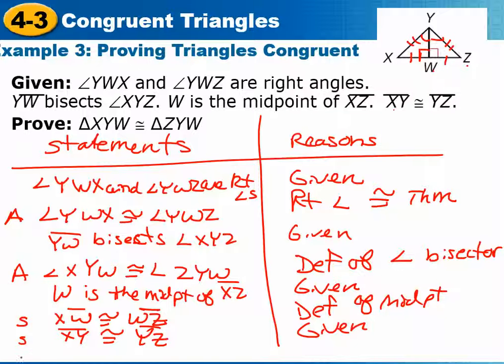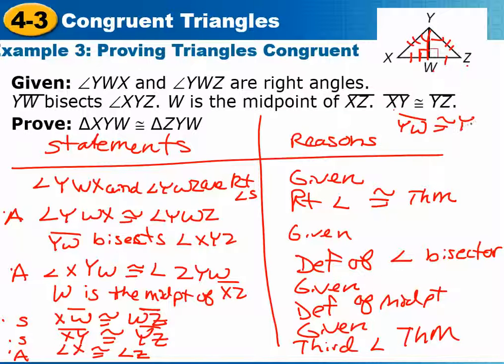Okay, we also know, let's do another angle. We know that angle X will be congruent to angle Z. Do you remember why? Third angle theorem. So we've got 1, 2, 3 angles, very good. We have 1, 2 sides. We need one more side. The last side is this side that is shared.